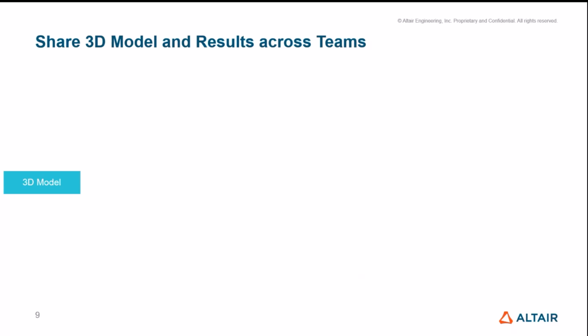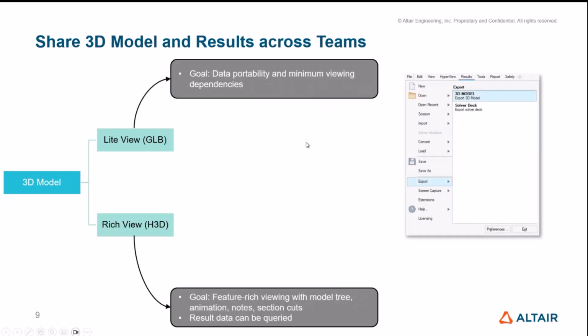Now, this 3D model export obviously includes results since we are exporting out of HyperView. We have decided to split this problem into two ways. First is Light View, where the goal is basically data portability and minimum viewing dependencies, where you would definitely not need an Altair tool to view it. You can view it, in fact, in any tool in the market that is usable with GLB files.